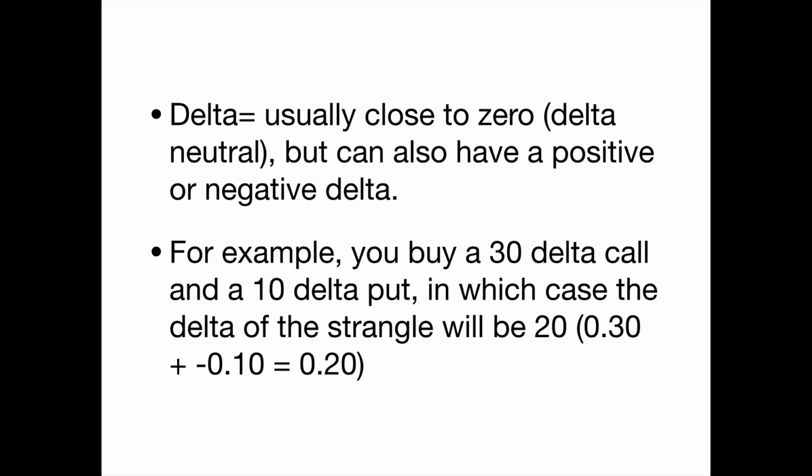Now, what are the Greeks for a long strangle? Very similar to a long straddle, except for the delta. Now, the delta, you remember, for the long straddle is usually right around 0 because you're buying an at-the-money call and an at-the-money put. The at-the-money call is always going to have a delta of about positive 50, and the at-the-money put's going to have a delta of minus 50. So a long straddle is almost always very close to delta neutral, or a delta of 0.